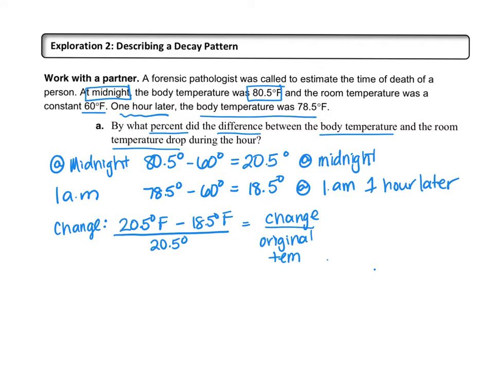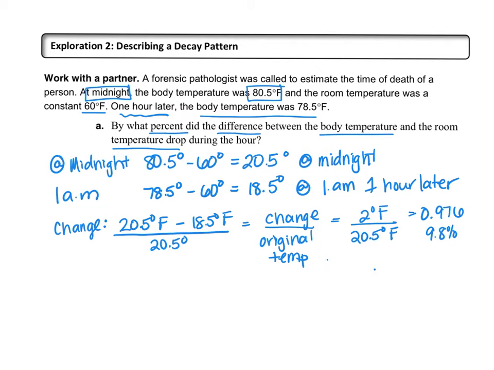So when you subtract, you get 2 degrees Fahrenheit over the original temperature. And that will give you approximately 0.976. And as a percent, that would be 9.8%.